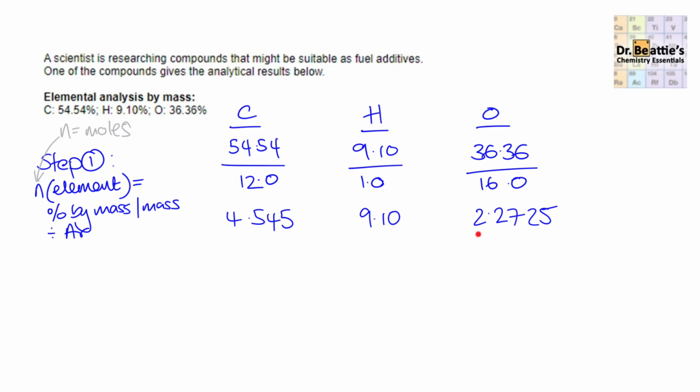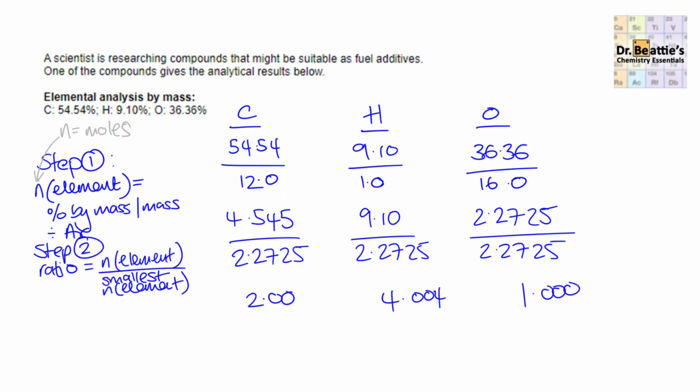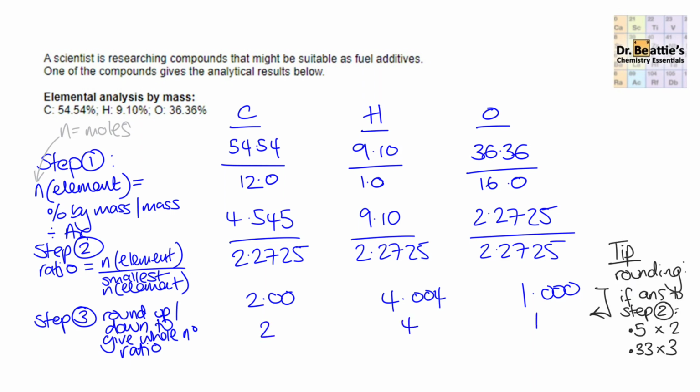So for example here, this value here, 2.2725, is the lowest, so we're going to divide each of these numbers by that value. Step 3 involves taking the answer of step 2 and rounding to a whole number if required. In this case it's quite obvious, so we've got 2, we've got 4, and we've got 1. Something to note between step 2 and step 3 is if on step 2 your answer is 0.5 on any one of the elements, then you should multiply everything by 2.